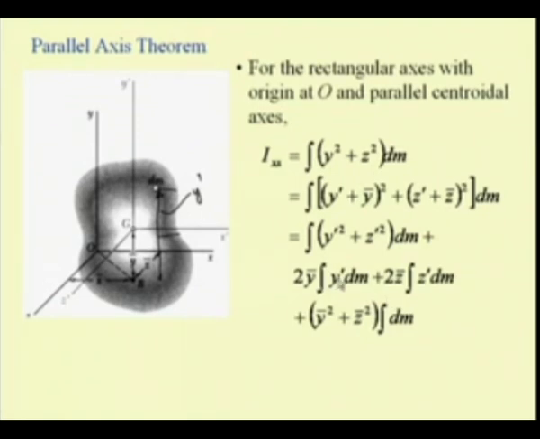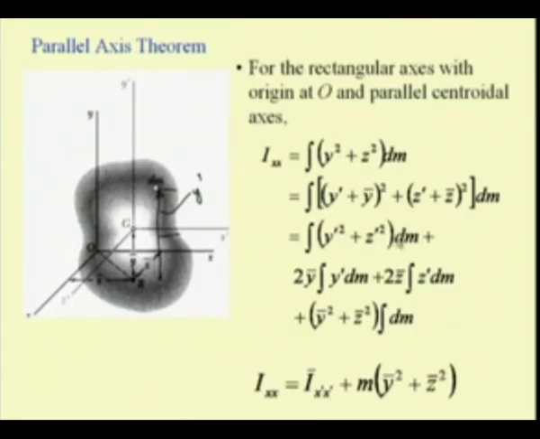What are these two quantities? That is integral y prime dm. It is nothing but the first moment of the mass with respect to a centroidal coordinate. So, this term becomes 0 because it is possible to find a mass element which has a negative y value corresponding to this mass, and so this integral becomes 0, as well as this integral, that is integral z prime dm, also becomes 0. So, we are left with these two terms.